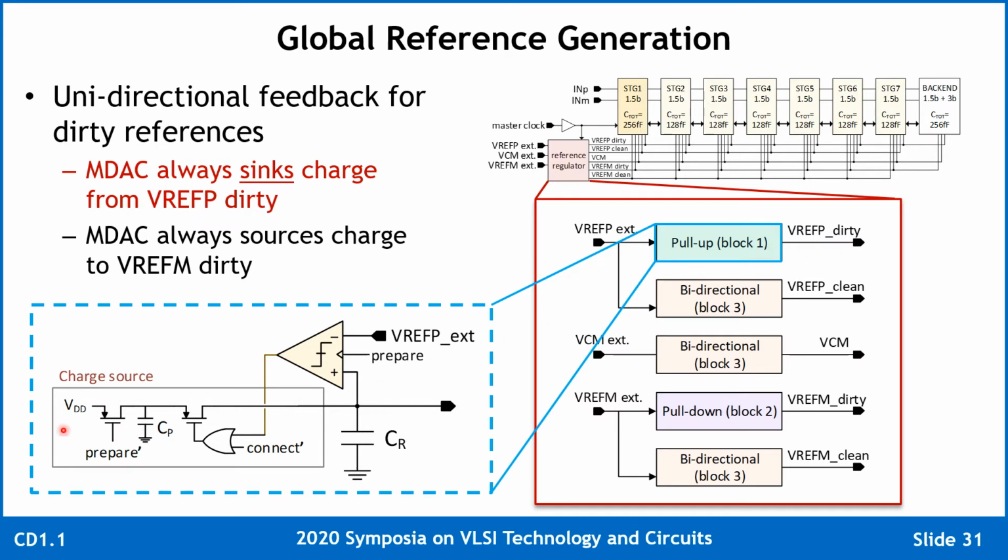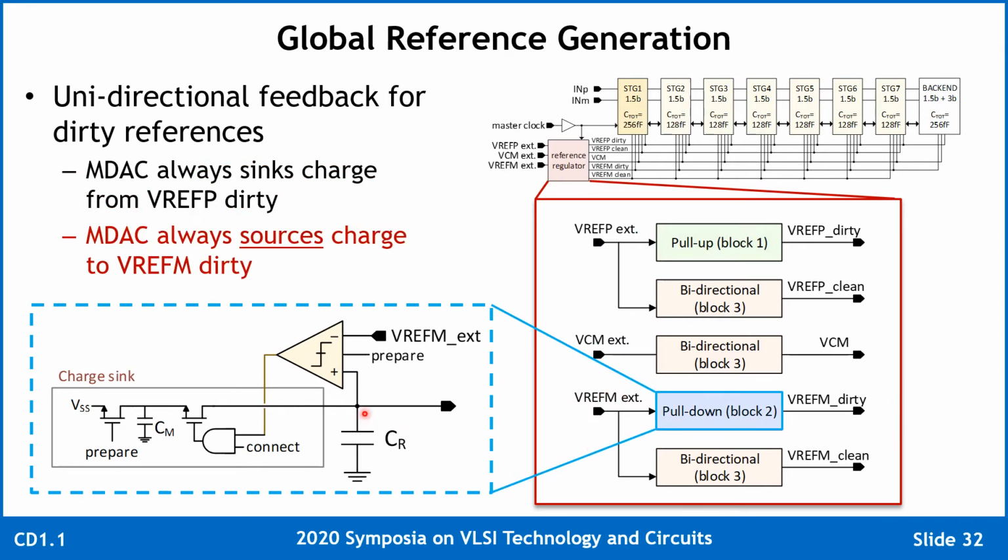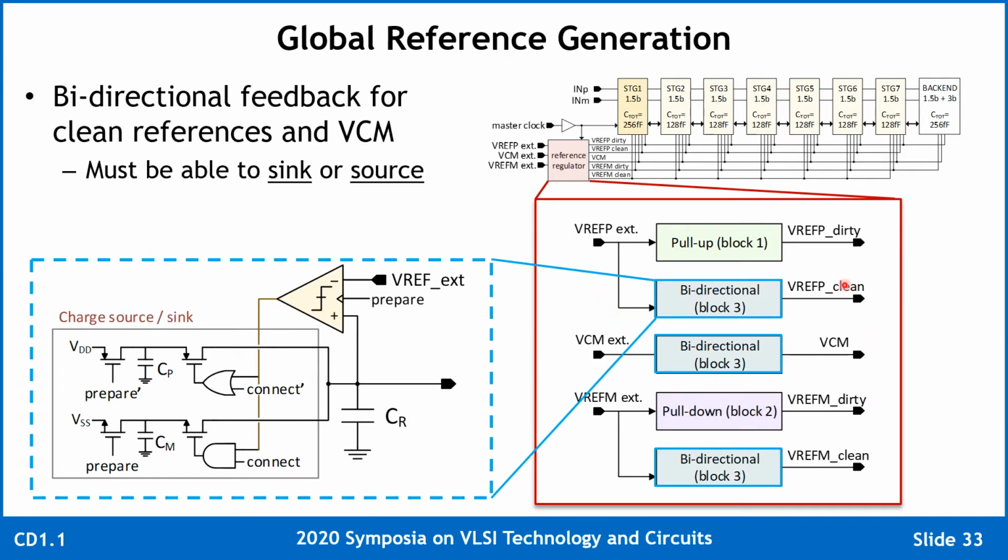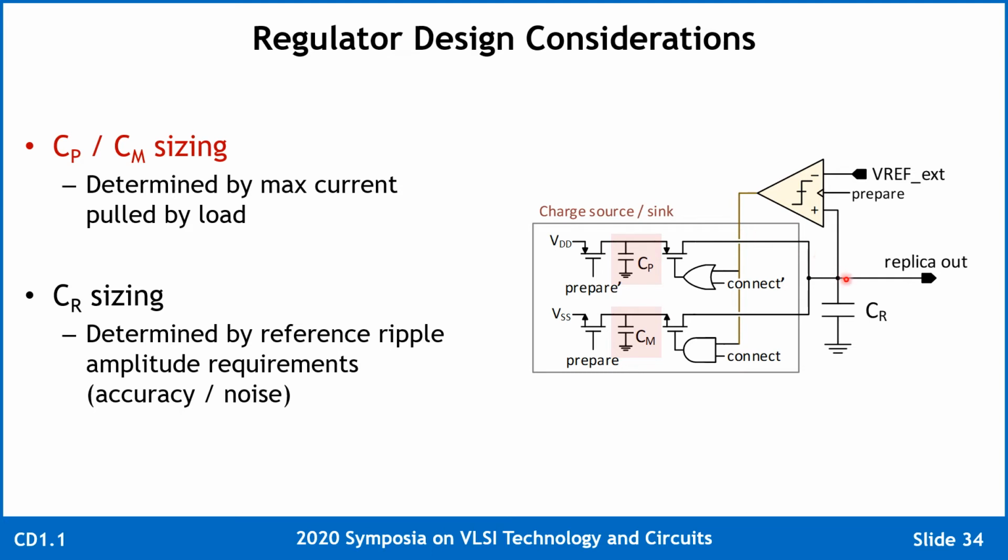In the case of VREF-P dirty, we always want to source from VDD into the reservoir. And in the case of VREF-N dirty, we always want to dump from the reservoir into VSS. But in the case of the clean references, we don't really know whether we'll need to source or sink. It depends on other variables in the dirty reference lines, and so we have a bidirectional feedback option. The source and sink capacitors must be able to source any amount of charge that the load would need to pull in the worst case scenario, and this sets their sizing requirement. Once these capacitor sizes are determined, the reservoir capacitor sizing can also be determined based on the reference ripple amplitude requirements specified by the accuracy and noise requirements of the system.